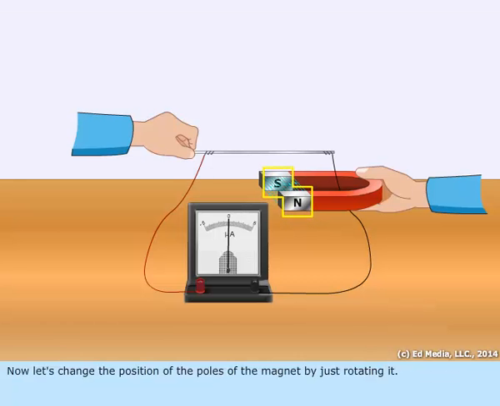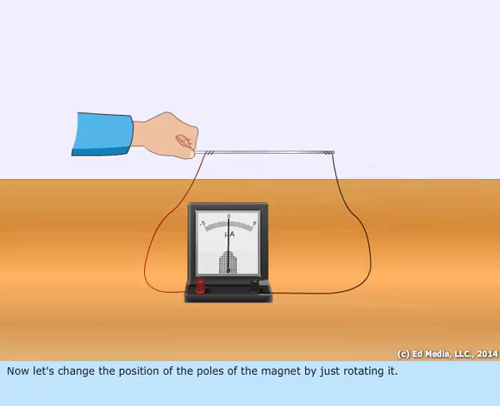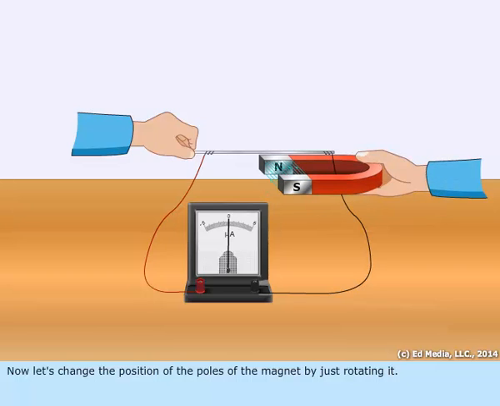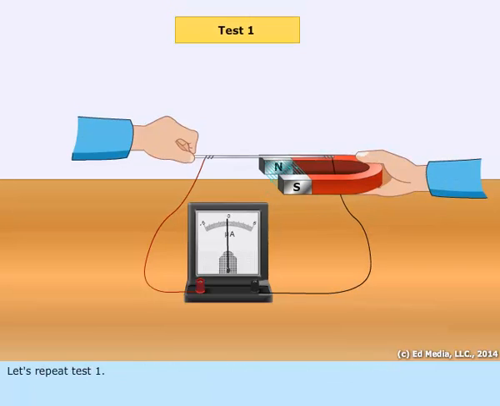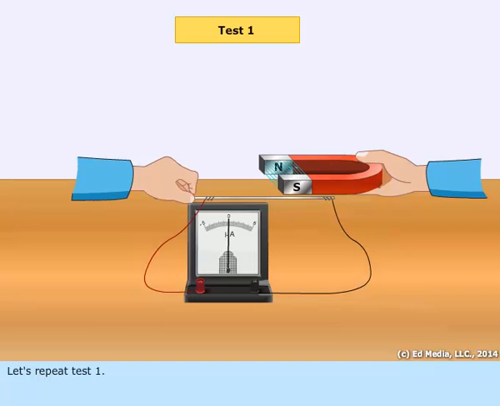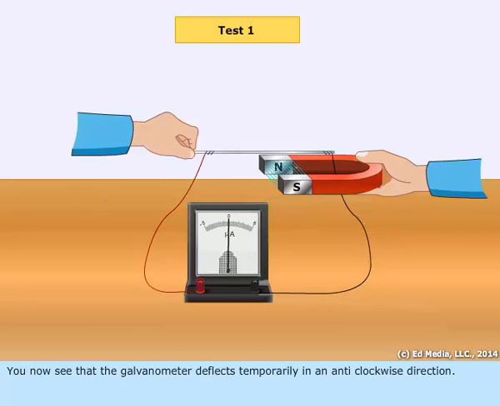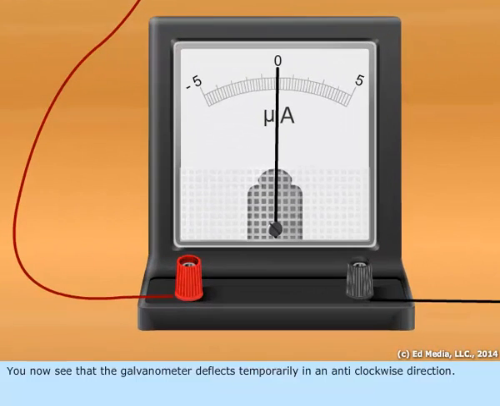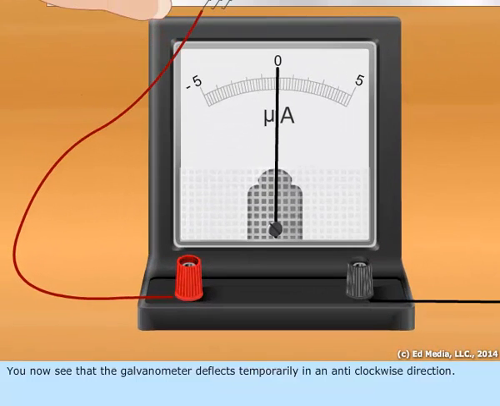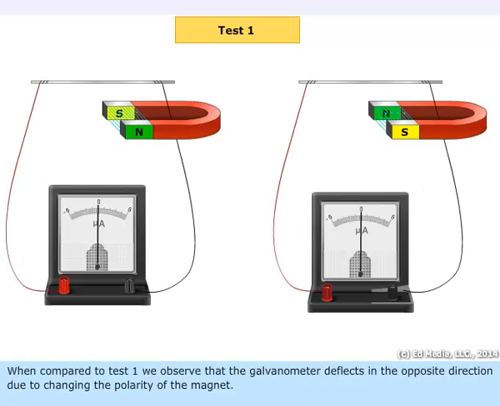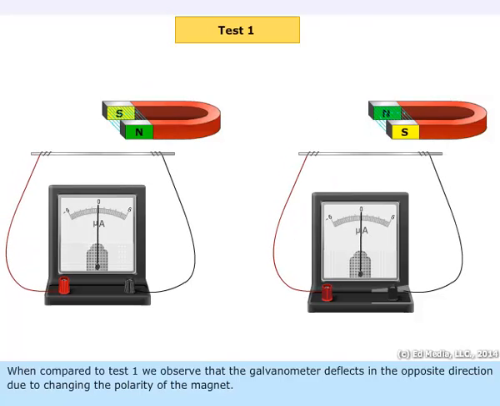Now, let's change the position of the poles of the magnet by just rotating it. Let's repeat test number 1. You now see that the galvanometer deflects temporarily in an anti-clockwise direction. When compared to test number 1, we observe that the galvanometer deflects in the opposite direction due to changing the polarity of the magnet.